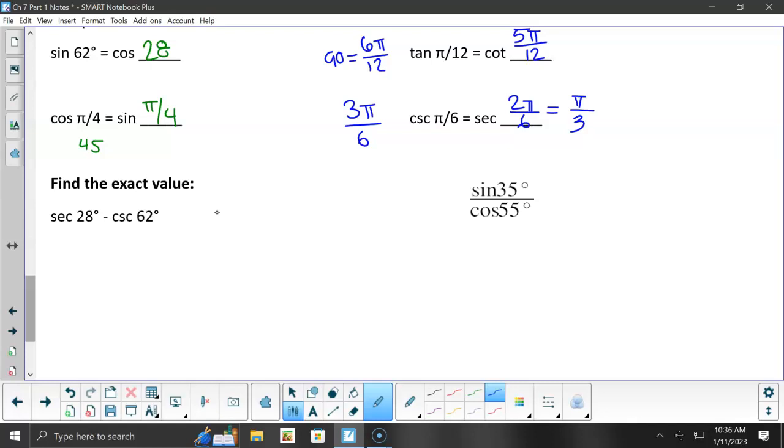All right, ready to knock these two out? So, using your cofunctions, if I have secant of 28, and then I've got cosecant of 62, I know that secant of 28 needs to equal what? Cosecant of 62. So, these two are equal. Which one do you want to get rid of, the secant or the cosecant? Cosecant? All right, we don't like you. We're going to make you secant of 28. So what is secant of 28 minus secant of 28? 0.